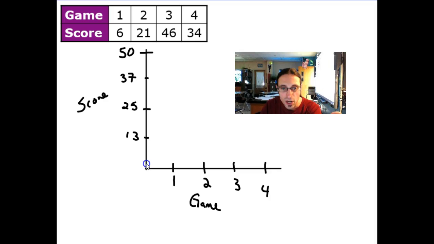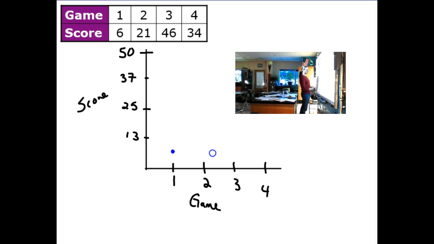Each of these here is about 13 units apart, 12 or 13 units apart. See, this is 12, this is 12, this is 13, that's 13 numbers between each. Each one of these is one whole game. That makes for a really good scale. Now I'm ready to plot it. So game 1, I had 6 points, right here.